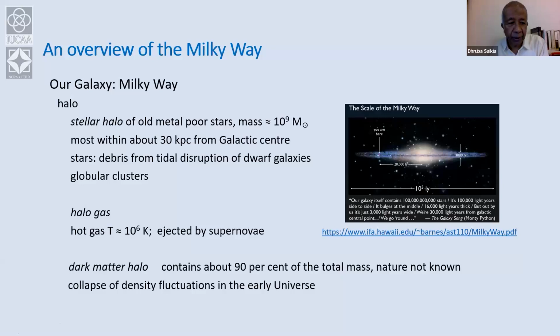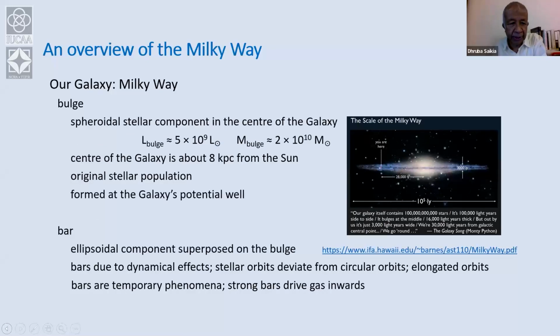And there is also a hot gas, which one can pick up in the X-ray region of the electromagnetic spectrum, which is extremely hot, about 1,000,000 degrees Kelvin or more. This is a component which is probably ejected by supernovae, massive stars, when they explode. It heats up the gas to very high temperatures, as you have learned so far.